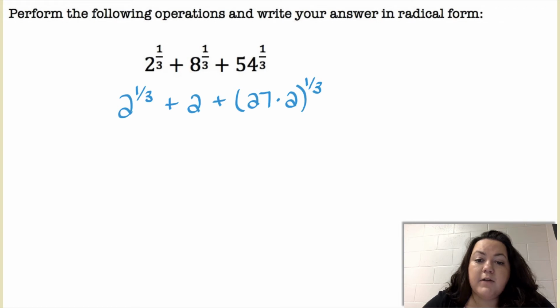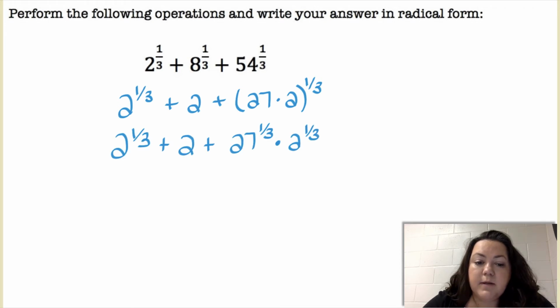So again, I need that 54 to become a 2 somehow. So I'm going to break it into 27 times 2, and I know that the 27 is a perfect cube. 3 times 3 is 9, times 3 is 27. So when I break each piece up individually, I have 2 to the 1/3 plus 2 plus 27 to the 1/3 times 2 to the 1/3. 27 to the 1/3, we just said is 3, because 3 times 3 times 3 is 27.